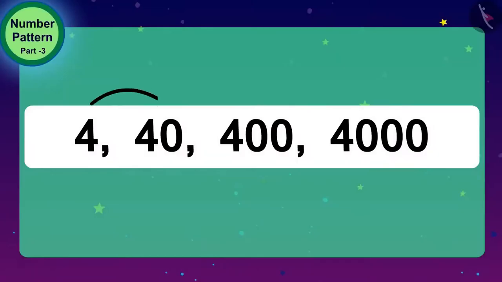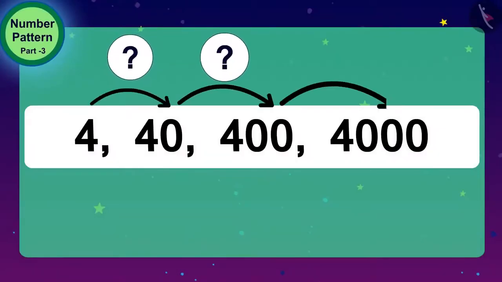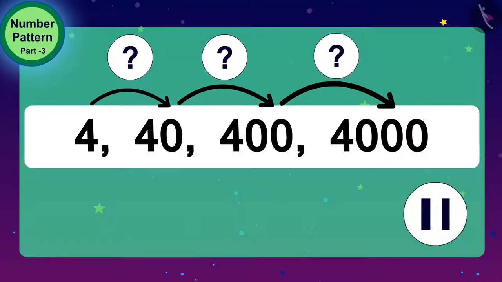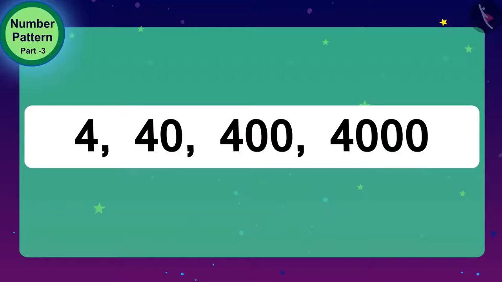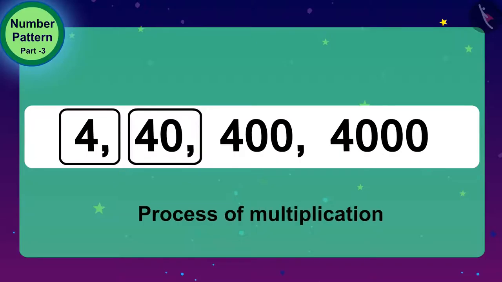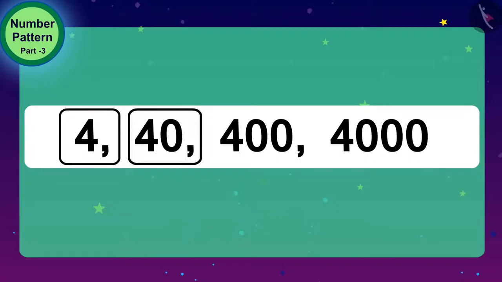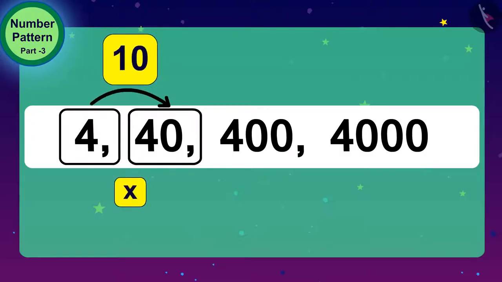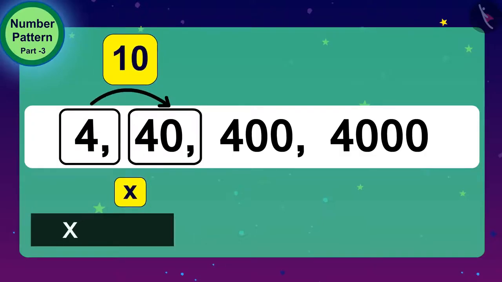Children, can you find the rule of this number pattern? If you want, you can stop the video and find the answer. The first number here is 4 and the next number is 40. If we use the process of multiplication, we will find what we need to do to get the number from 4 to 40. Exactly. We have to multiply 4 by 10.